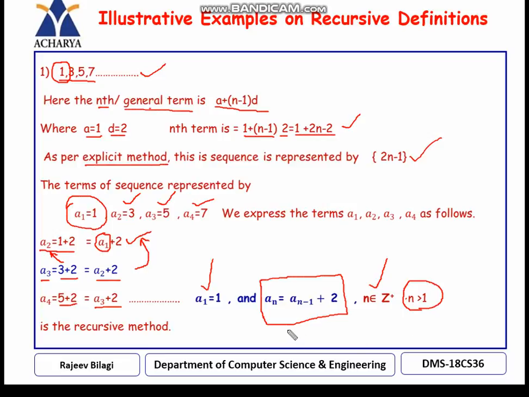So whenever we are going to represent by using recursive definitions, it is mandatory that you write down the initial values. So this is a1 is equal to 1, and the value of n should always be greater than 1, and all these n belong to Z plus. So this is one method which we are using to represent the given sequence of numbers.